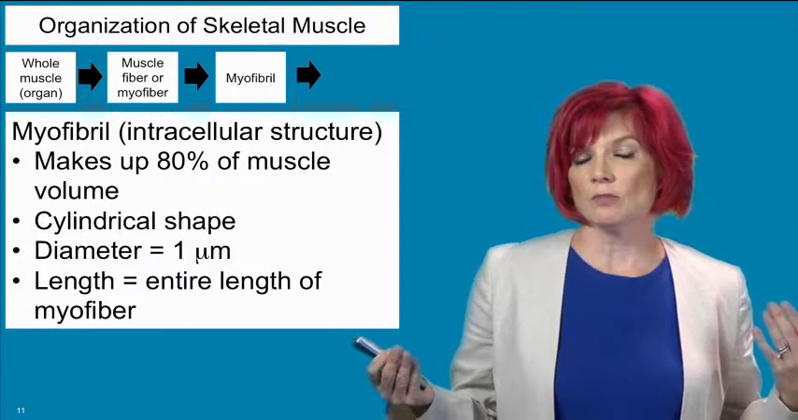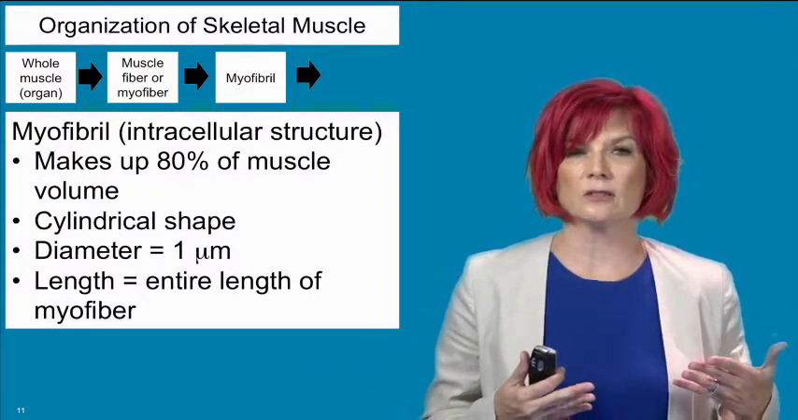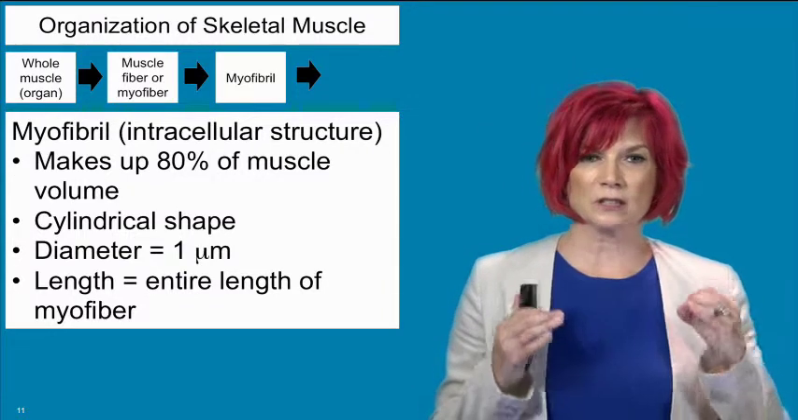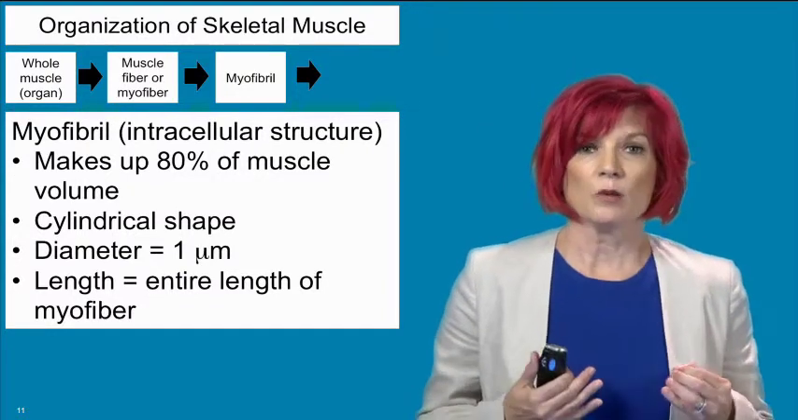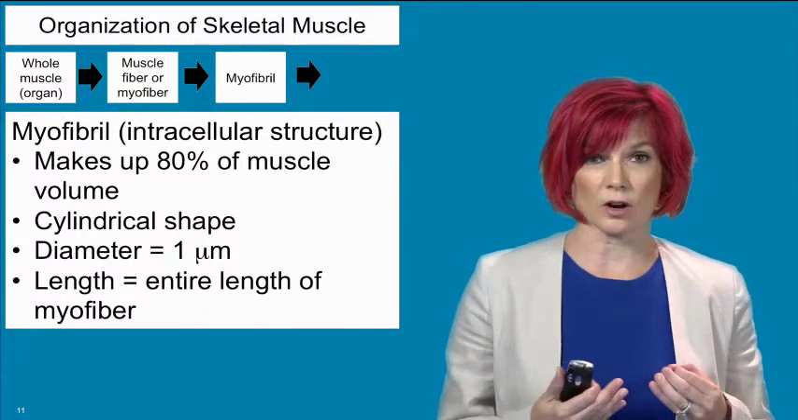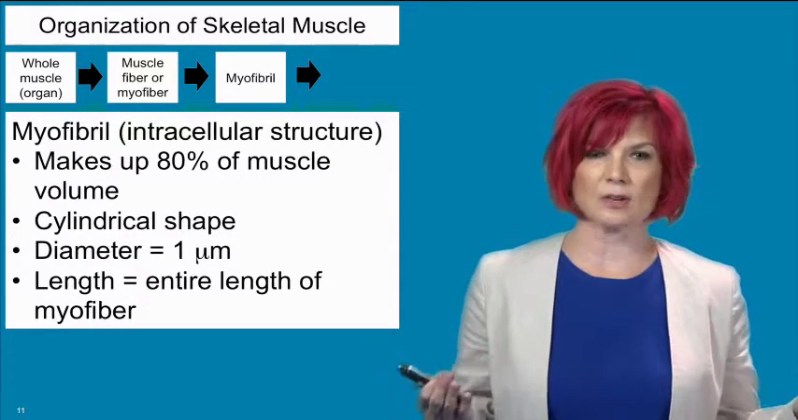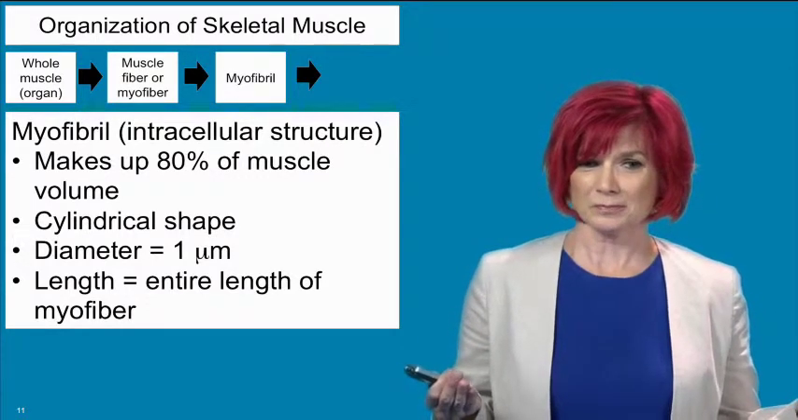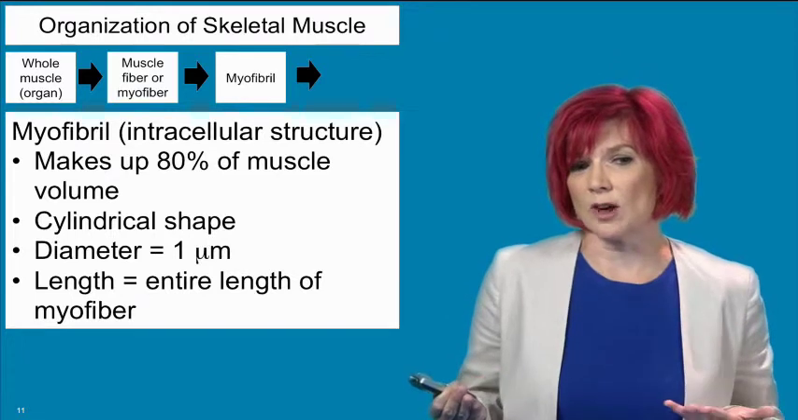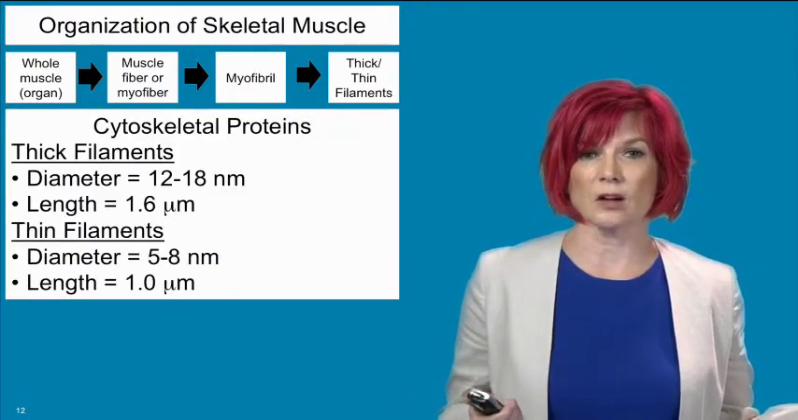Each individual myofiber or muscle fiber, which is the cell, is comprised of these very distinctive cylindrical structures called myofibrils. And it's the myofibrils that do the work of skeletal muscle. So the myofibrils make up 80% of the muscle volume, and they're about 1 micron in diameter, and they run the entire length of the muscle cell.